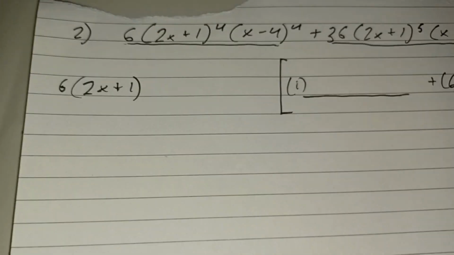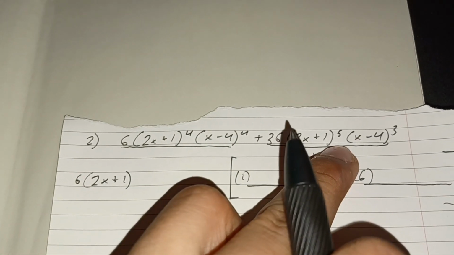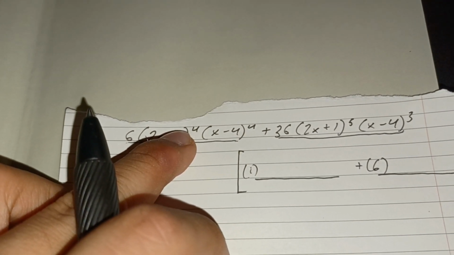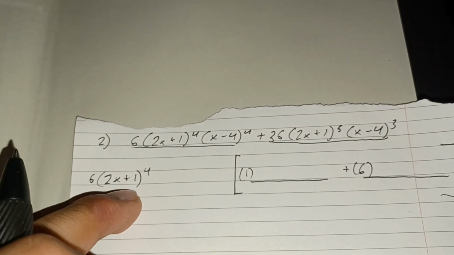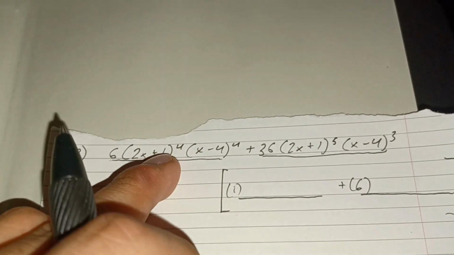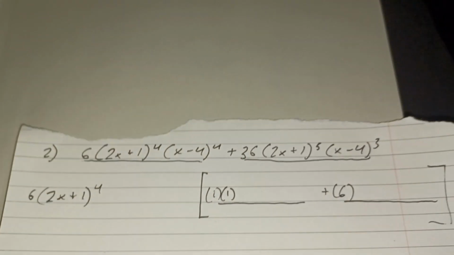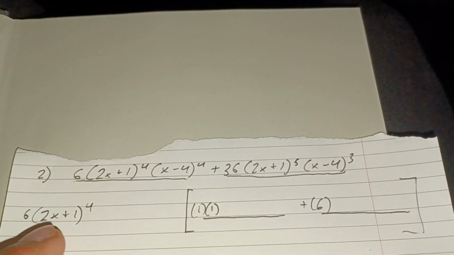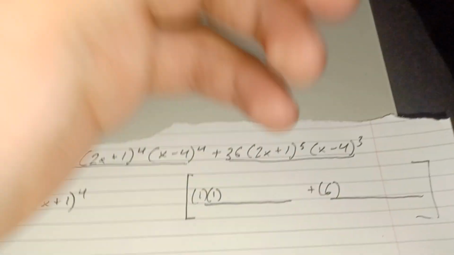2x plus 1, right? So 2x plus 1, we see that there's 4 to the 4th power here, and there's 2 to the 5th power here. So we can only factor this one out to the 4th power. And 2x plus 1 to the 4th power times what is going to give us 2x plus 1 to the 4th power? That is going to be another number 1. And 2x plus 1 to the 4th power times what is going to give us 2x plus 1 to the 5th power? That is going to be another 2x plus 1, right?